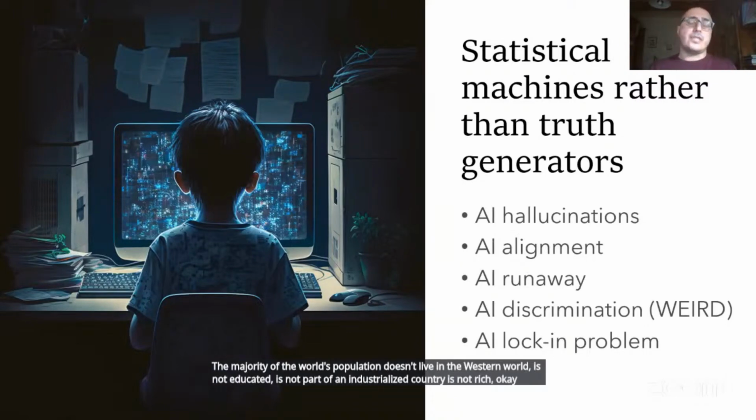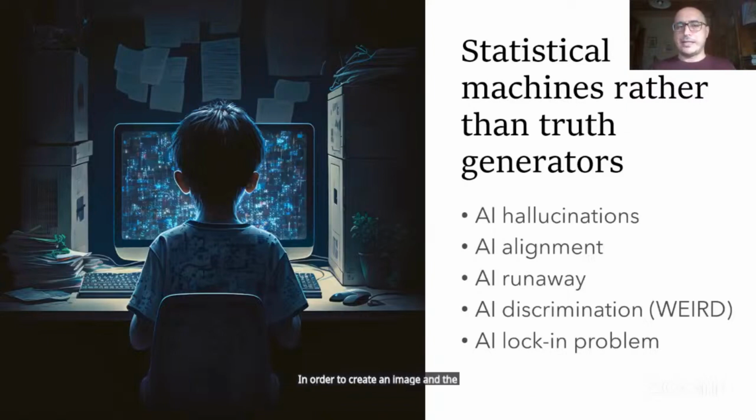And what is also sometimes missing from the output is diversity. And we see this, for example, when people use something like DALL-E in order to create an image, and the image is always depicting white people.